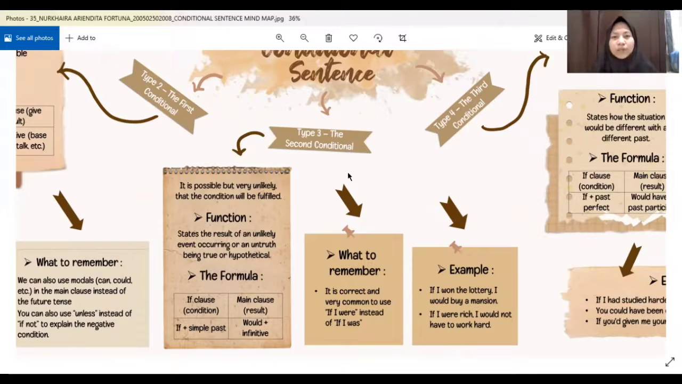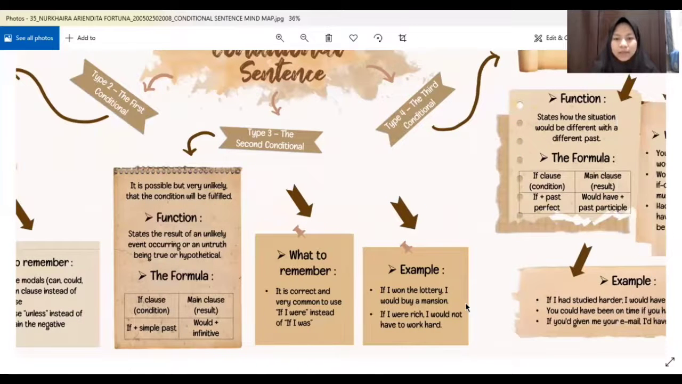So we always know that was is always connected with I, but in the conditional sentence, it is very common to use were because it is a conditional sentence. That means that these things are not happening because it is just hypothetical. So by using were, if I were, it's the most common one instead of using if I was.